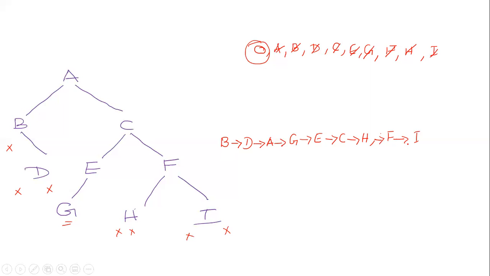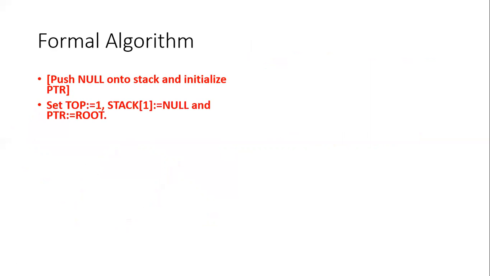Okay. A simple algorithm can be formally defined for implementing the in-order traversal. So first thing is what? We have to push the null onto the stack and initialize our PTR as usual. Then we set our top to the first location of the stack, and we load the null value onto the stack of 1, and we initialize the PTR to the root node. Once this is done, next we continue to access the leftmost subtree and access every node until it encounters a leaf node or terminating node.